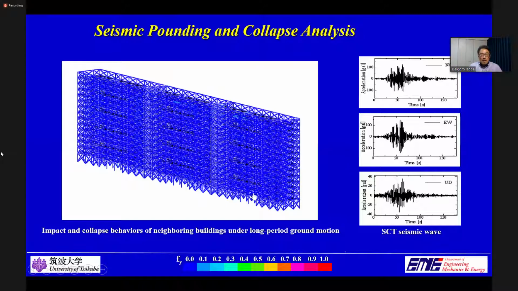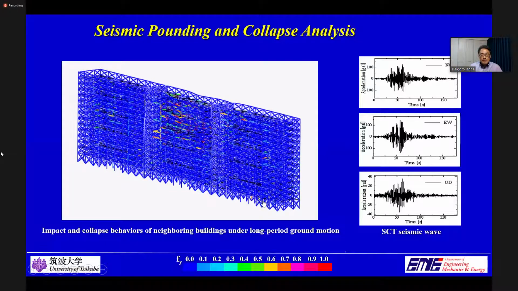A collision first occurs between the north and the center buildings due to the difference of the natural periods, and the plastic region spreads through the beams and columns. The collapse of the center building is initiated because of the continuous collisions from both sides. Although the north building collapses a few seconds after the center, the south building withstands the collisions and does not collapse.